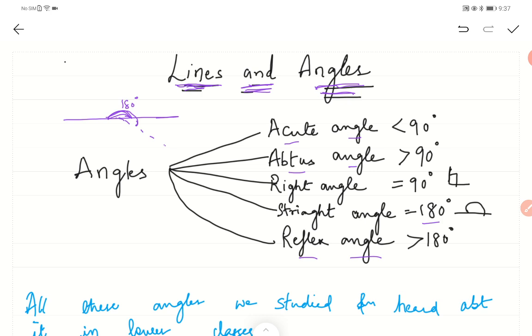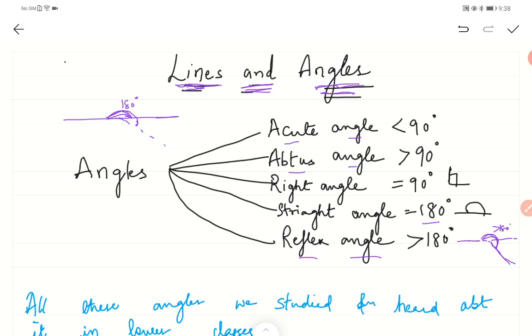Okay, and reflex angle is what? Greater than... This is your line, the origin, the basic line you can say. The angle it is forming is this, so this will be your angle which is greater than 180 degrees.